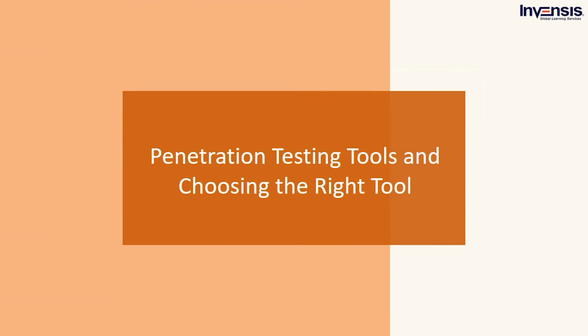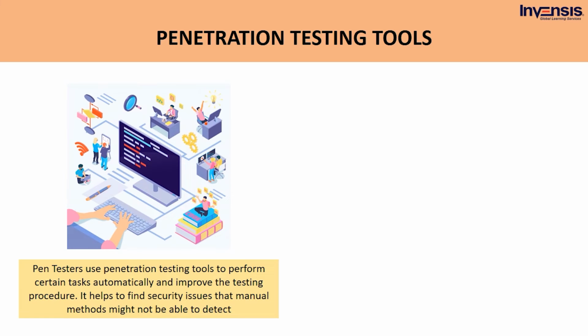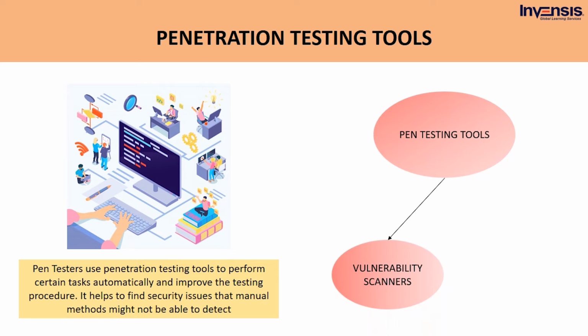We will now discuss the various penetration testing tools and choosing the right tool among them. Pen testers use penetration testing tools to perform certain tasks automatically and improve the testing procedure. It helps to find security issues that manual methods might not be able to detect. The pen testing tools are of two categories, namely, first is vulnerability scanners. The second is vulnerability attackers.